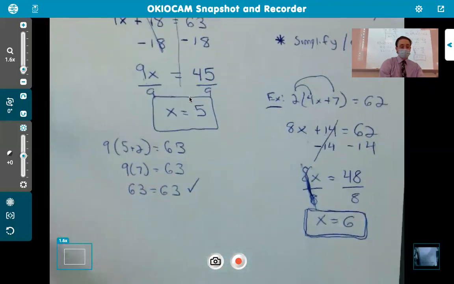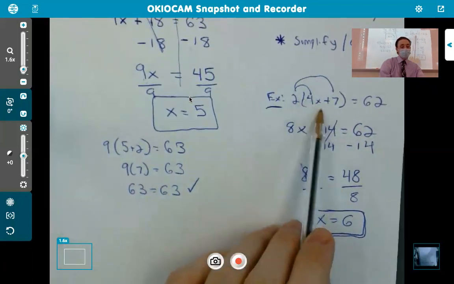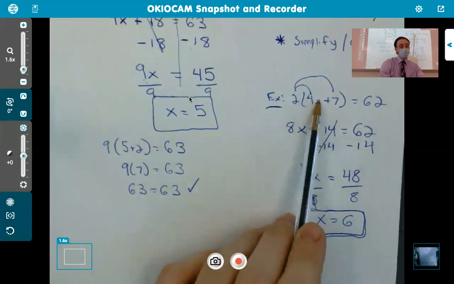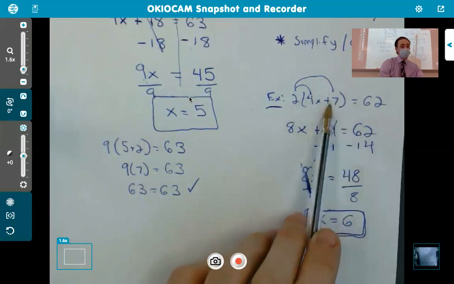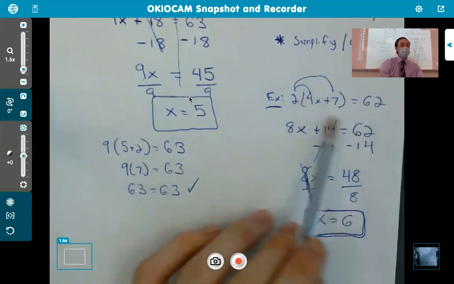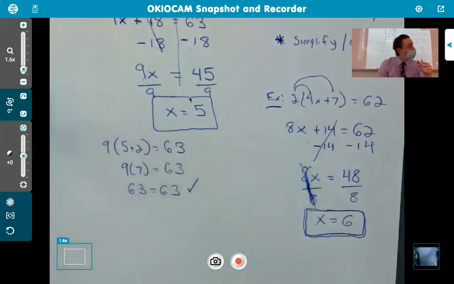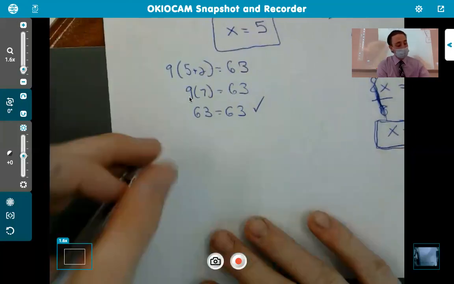So one thing I want us to notice, if we were to plug in 6, 4 times 6 is 24. 24 plus 7 is 31. 2 times 31 is 62. We would have gotten the same thing on both sides. Okay. Let's take a look at one more example. Let's just make sure we understand this process.